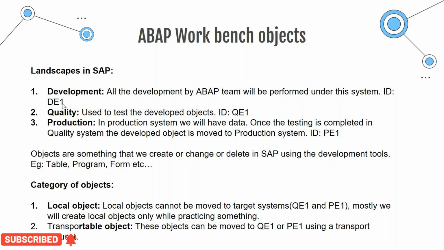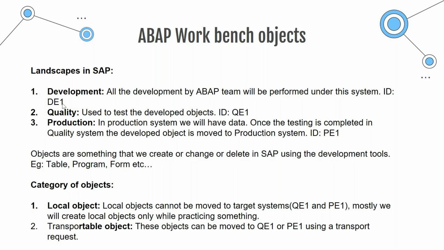The purpose of the quality system is, see, we are developing something. What is the cycle? What is the complete cycle of how things work in SAP? First, your functional team will get the requirement from the user. Once they get it, they will explain to the ABAP team what the requirement is. After that explanation, you will start your development work.